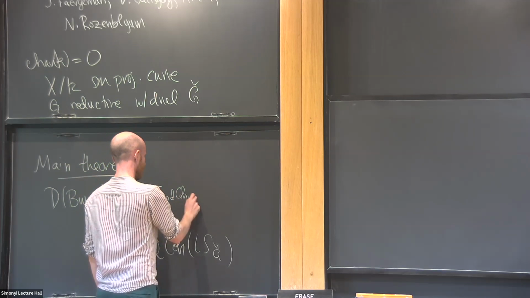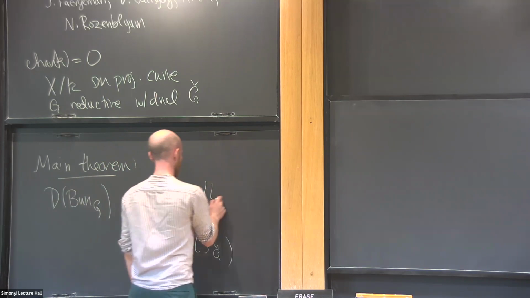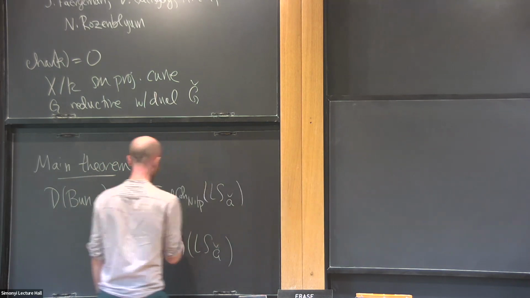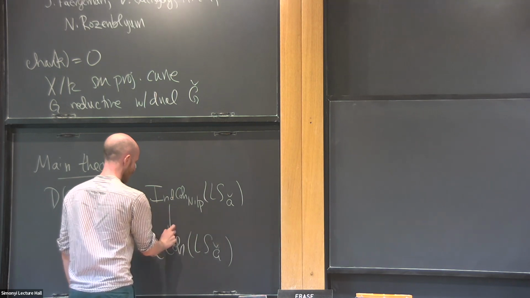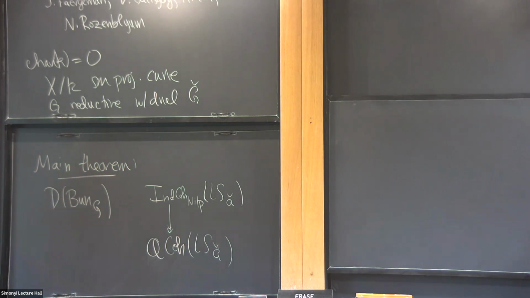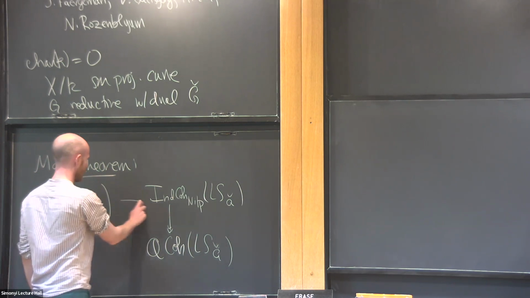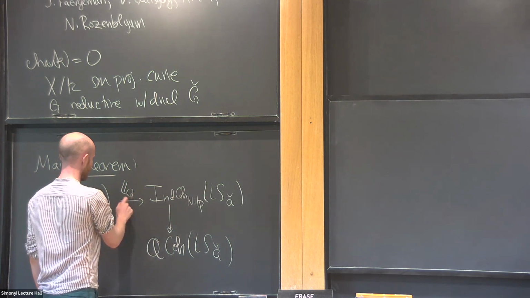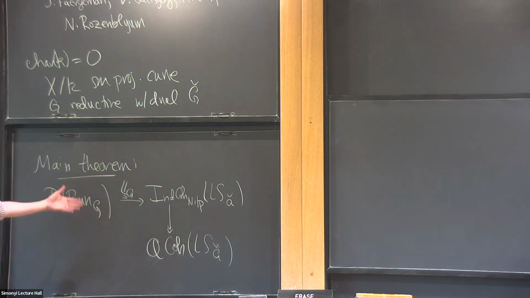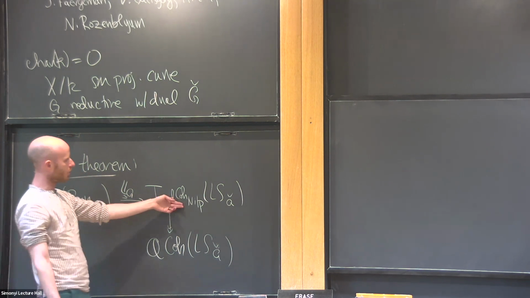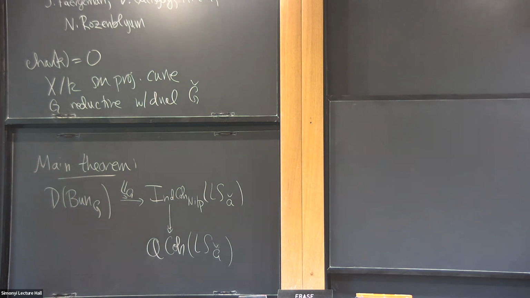So the first is there's a slight correction to this category, which is called IndCoh nilp. It's a slightly bigger object, and I don't want to get into the definition right now. The first way to say this is that there's a geometric Langlands functor that's an equivalence between D-modules on Bun G and this IndCoh nilp of LocSys G check.